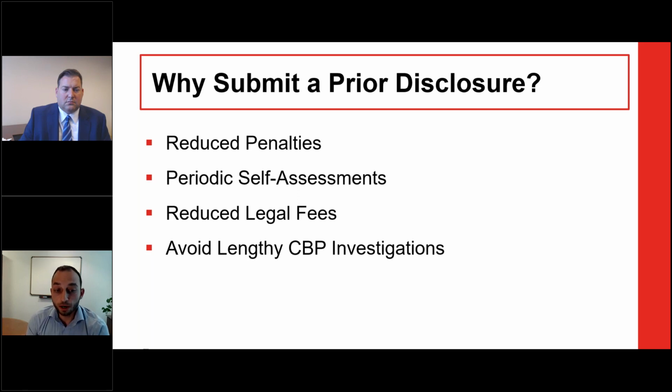The submission of a prior disclosure may also result in additional time and money savings in the form of reduced legal expenses and or elimination of lengthy CBP investigations into your import practices. So this was our last slide, and I think we're right on time.